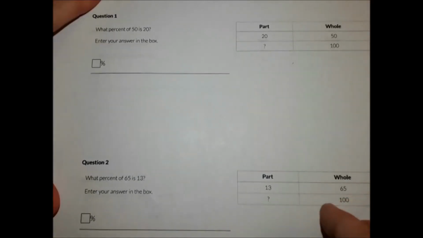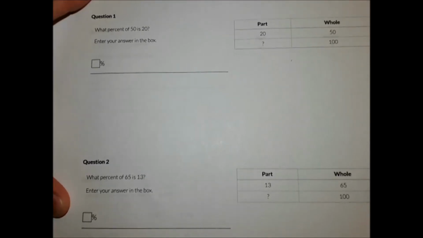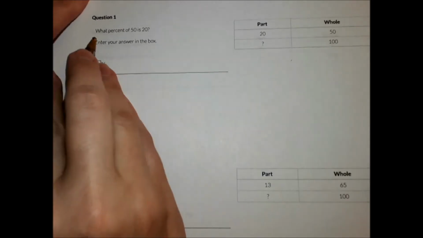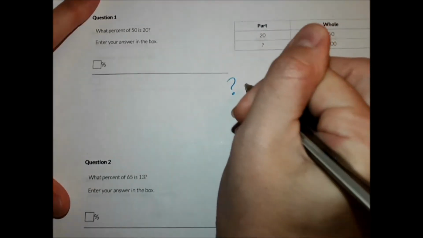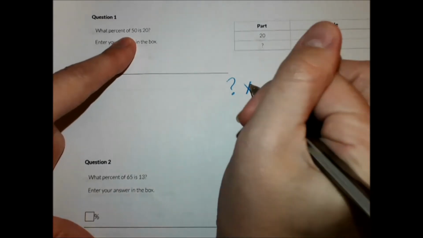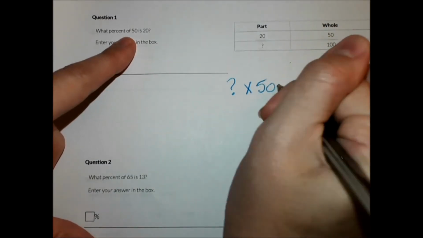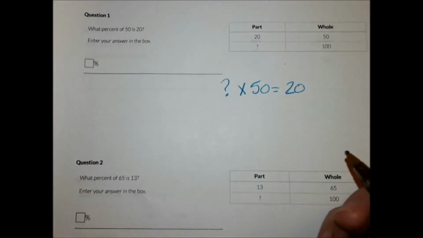Our first question says, what percent of 50 is 20? Because the other day we worked on how to set these up, not using that 10 by 10 grid, we did it the normal way, just reading what our sentence says. We're just going to continue that. So we're going to say, what percent of, remember of means times, 50 equals 20.